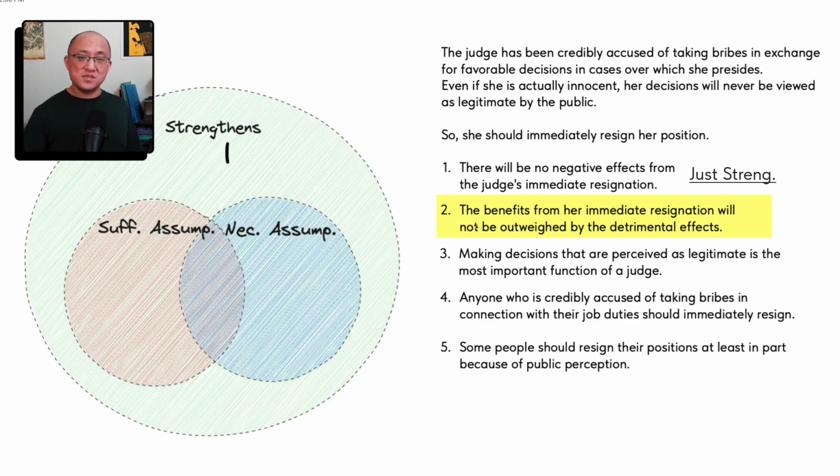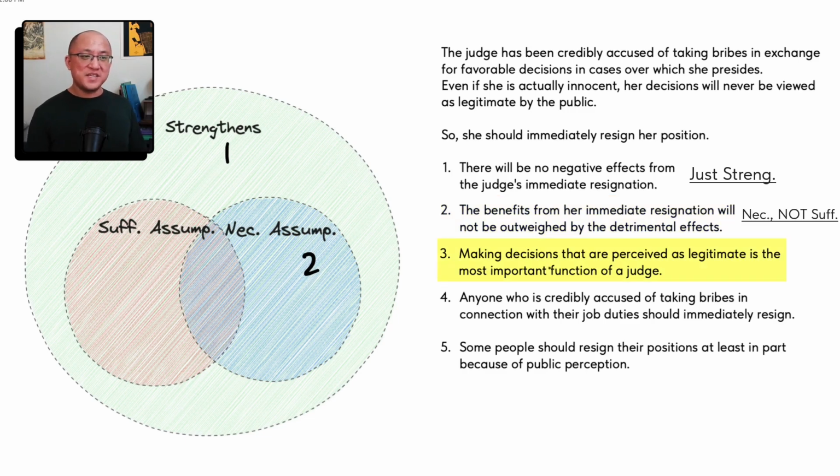It is also something that strengthens the argument, but it's not sufficient because even if the benefits of immediate resignation outweighed the harmful effects, that still does not tell you that someone should resign. That's just telling you that it seems like it would be a good thing. It would be okay if she resigned, but we still would need a principle that tells us when someone should resign. So number 2 is not a sufficient assumption. It's just something that's necessary and also by definition a strengthener as well.